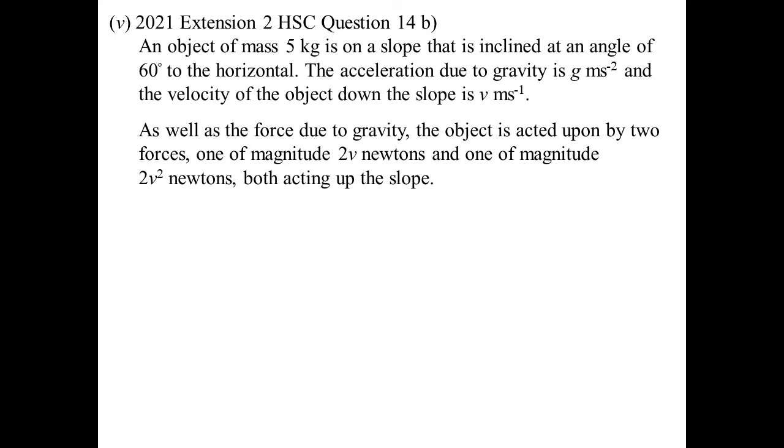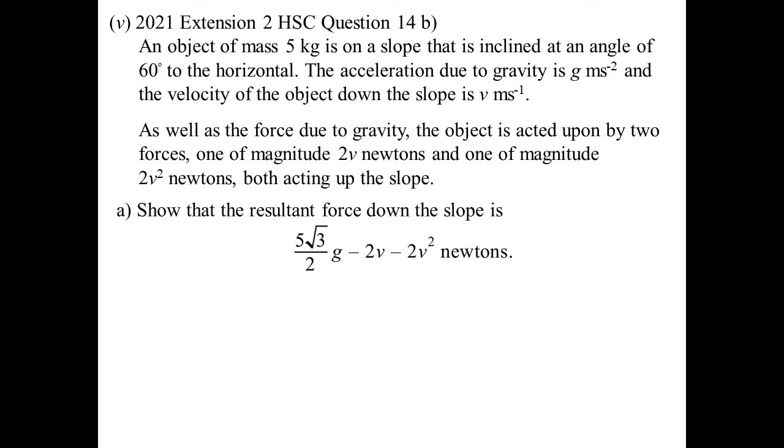And let's now look at last year's. We've got an object of mass 5 kilos on a slope, inclined at 60 degrees, so they've given us all the information there. As well as gravity, the object's acted on by 2 forces, one of magnitude 2v newtons and one of magnitude 2v squared newtons, both acting up the slope. Let's draw a picture. They want us to find the resultant force down the slope.